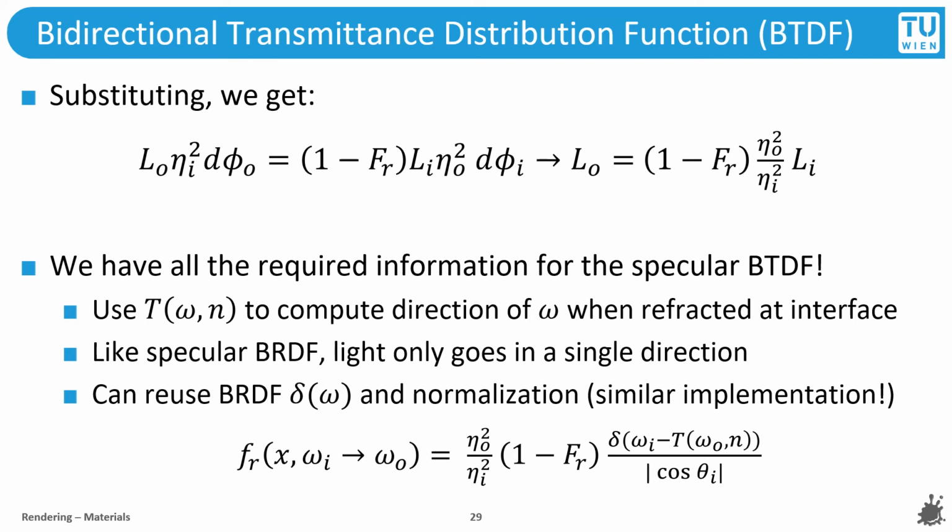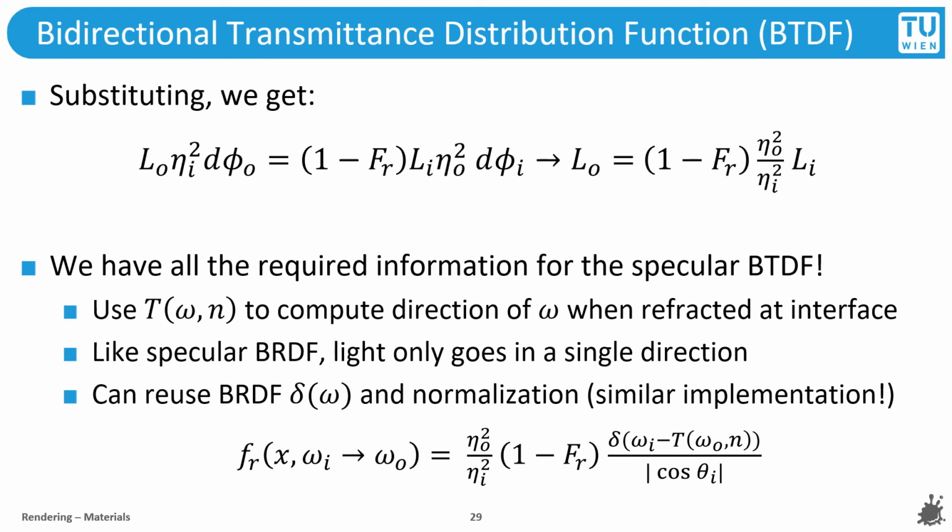Much like last time, since the behavior is specular, we can use the delta function as a basis. We also define a helper function that computes for us the ray that we would get if a light ray is refracted at the interface. This is the refractive equivalent of the mirror direction RV that we used for specular reflection. The total integral of the BTDF times the cosine of theta should integrate to eta O squared over eta I squared times 1 minus Fr.